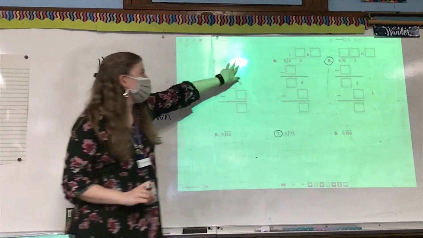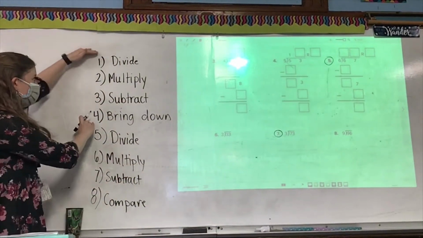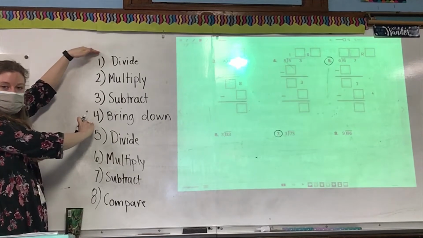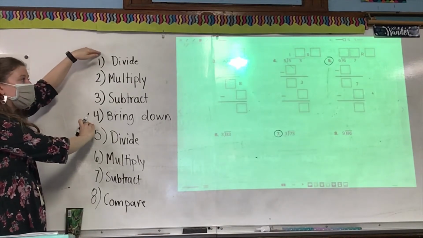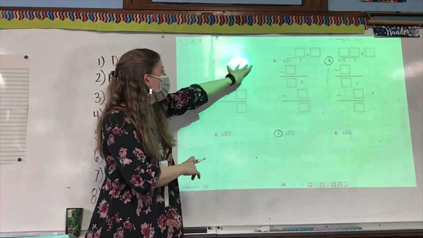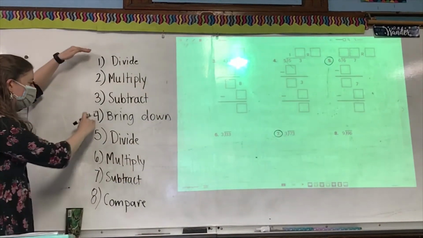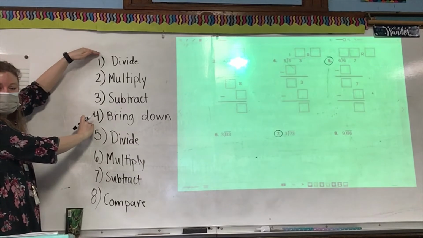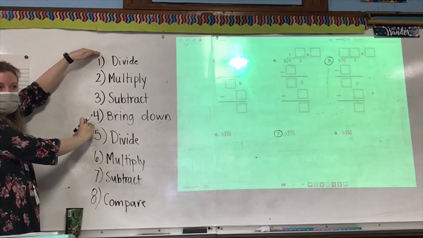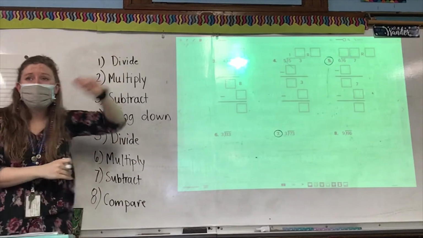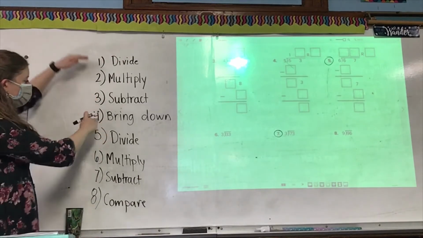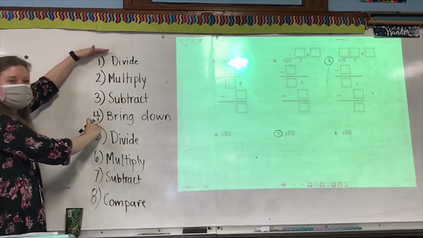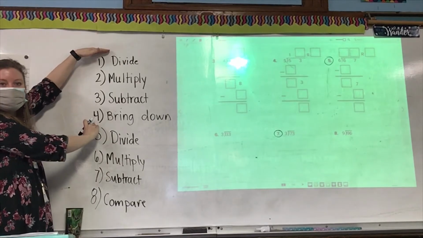So if we have 3-digit dividends, how many times are you going to repeat this set of steps? Carla? 3 times. If you have 4-digit dividends, how many times would you repeat this set of steps? Zadie? 4 times. If I had a 27-digit dividend, how many times would I repeat this set of steps? Smith?